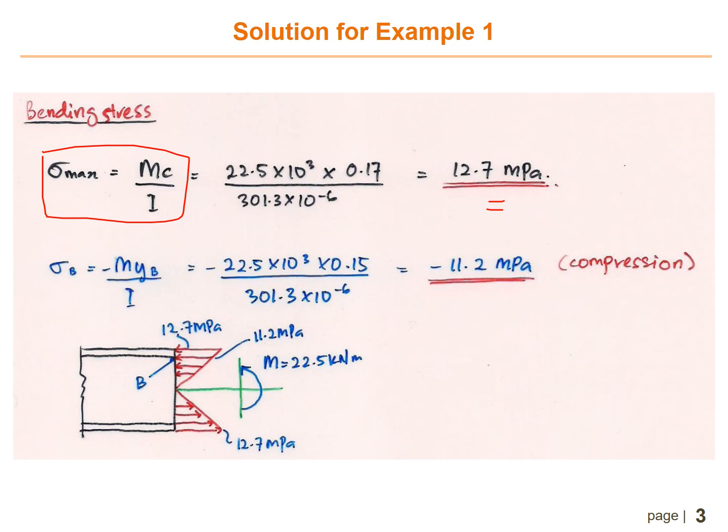For the bending stress at B, we use the equation negative My at B divided by I, where I is the moment of inertia. You must remember these two equations. Then you can substitute: M is negative 22.5 times 10 to the power of 3, yB is 0.15, and the moment of inertia is 301.3 times 10 to the power of negative 6. The stress at B equals negative 11.2 megapascal. So we can conclude that the negative sign means the stress at B is compression.